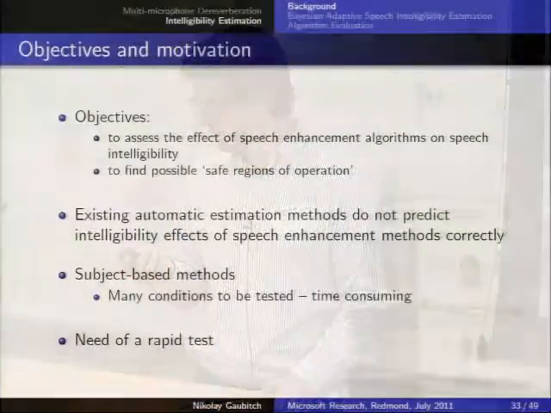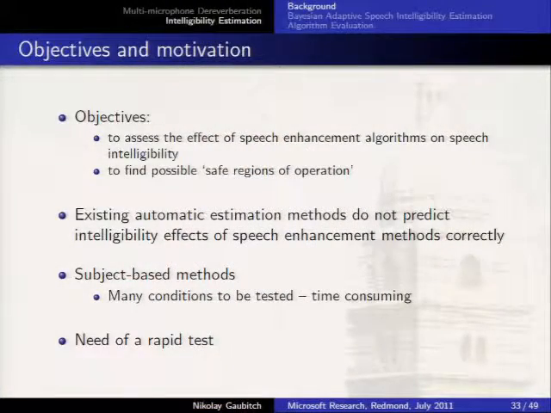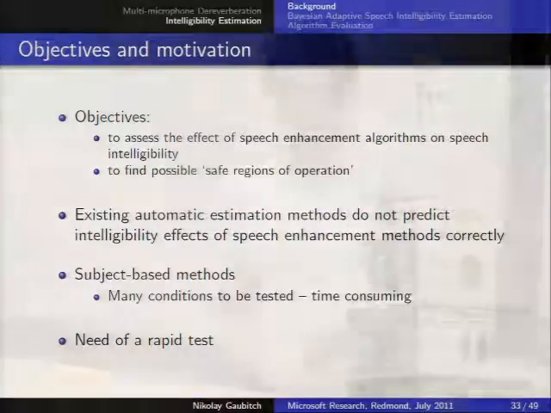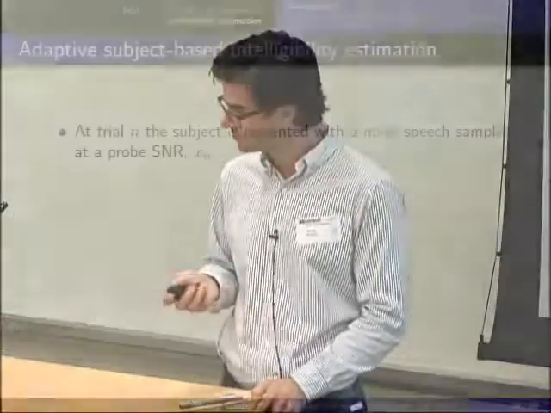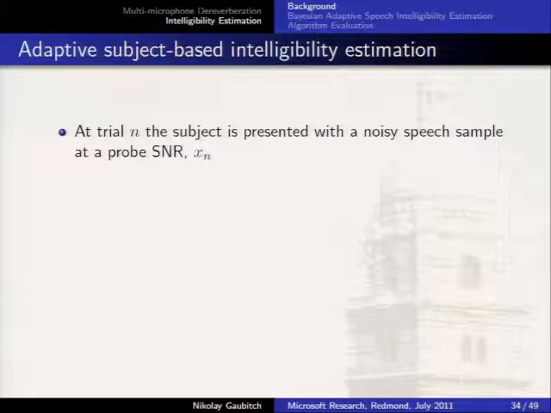The subject-based methods, on the other hand, for this type of problem result in a lot of people having to listen to a lot of data, which takes a lot of time, and if you pay these people, which you should for ethical reasons, it gets quite expensive. So we needed something that you can do quickly with people. This is the basic procedure of this adaptive test for intelligibility.